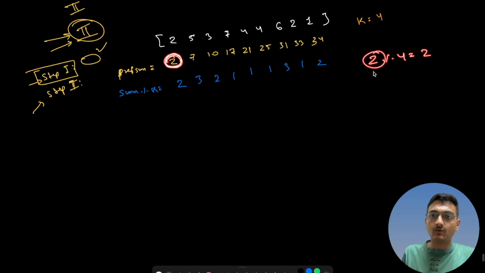So 2 modulo 4 is 2, 7 modulo 4 is 3, and 10 modulo 4 is 2. Similarly, I have written the modulo for each of these. You can verify by pausing the video that this sum and this modulo are correct. Super. Now what is the observation here?